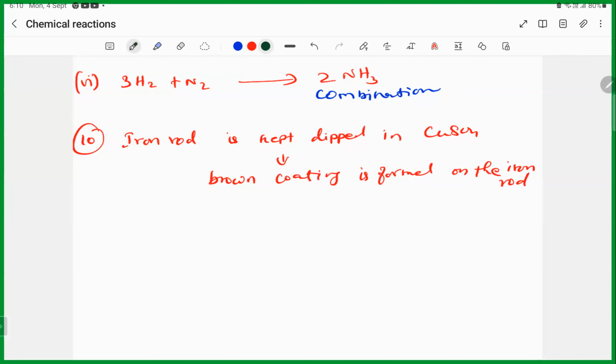So when the iron rod is dipped into copper sulfate solution, copper sulfate gets displaced and the brown copper is attached to the iron rod, and the color of the solution changes to pale green color. Very good. Correct answer.